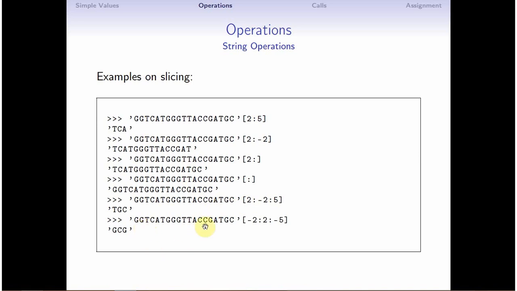So here, -5 means you jump backwards. For the last one, whenever you jump backwards, of course you must start from a further number to a closer number, from the end to the start. So -2, so start from here. So G, 1 2 3 4 5. So C, 1 2 3 4 5. So G, 1 2 3 4. This one is not included, remember the 2. Yeah, so this is how we get the result.